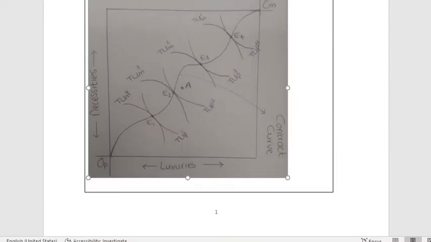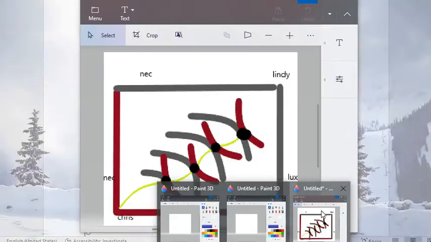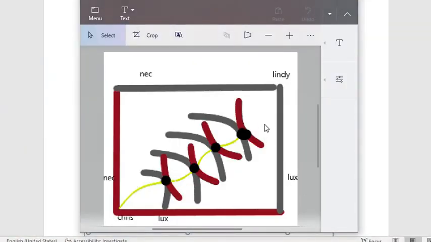So here is the proper diagram that you're supposed to draw, right? And I'm just going to have my own little rough draft that I drew on Paint just to help you guys understand if it's all getting confusing over there. So this is what mine looks like. I've decided to split the graph into color sections. The gray will represent Lindy's portion of the Edgeworth box, and then the maroon section will represent Chris's portion of the Edgeworth box diagram.